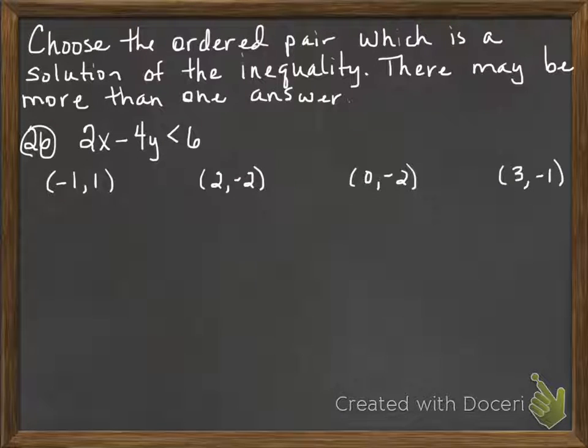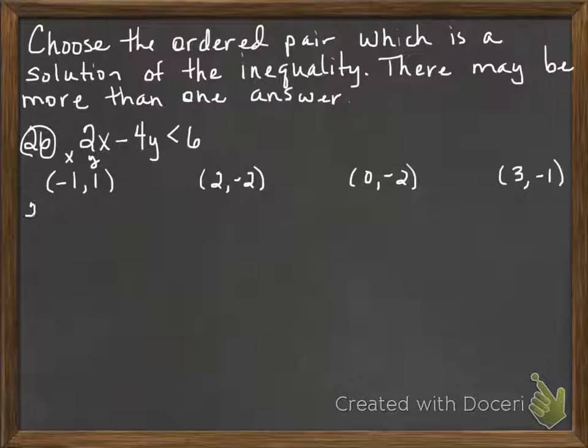Alright, next set of directions are asking us to choose the ordered pair which is a solution of the inequality. There may be more than one answer. So what we're going to have to do is take each ordered pair, and we know an ordered pair represents an x value and a y value. So in that first ordered pair, your x value is -1 and your y value is +1, and we're going to plug that into our inequality.